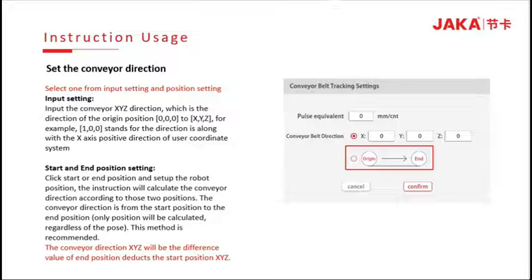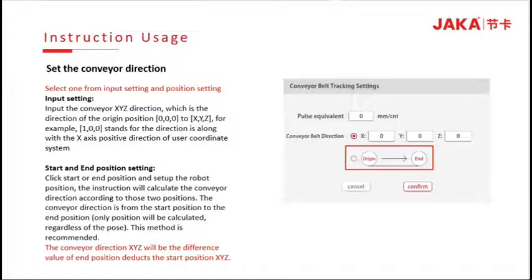Regarding the conveyor belt direction, we could either use the manual input or the position setting function. For manual input, the X, Y, Z represent the direction difference compared with the origin of the user coordinate system. For example, 1, 0, 0 stands for the direction along the X-axis positive direction of the user coordinate system. While for the position setting method, we need to click Start or End position and set up the robot position.